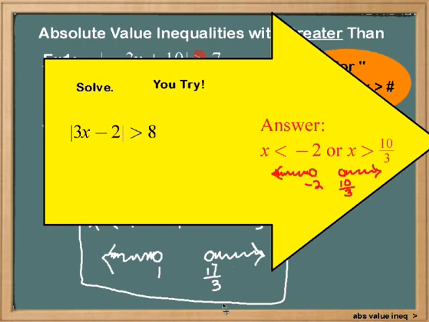Okay, if you got the answer of x is less than -2 or x is greater than 10/3, you did a great job. Open circle, because we do not have the or equal sign in this problem.